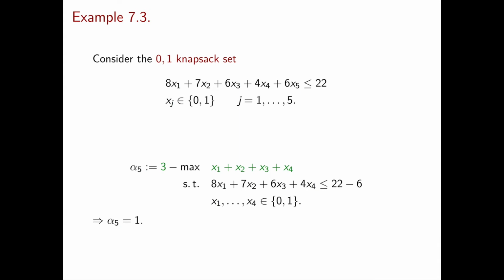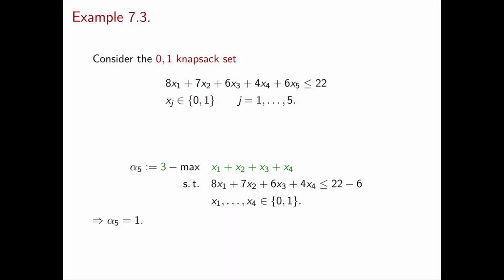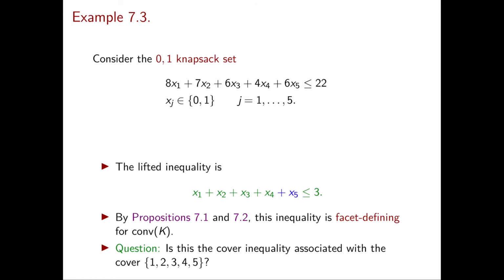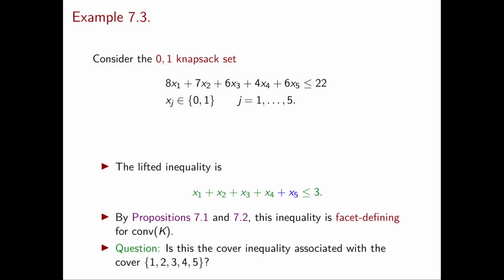In particular, this is a 4-dimensional integer programming problem, and if you solve it, you obtain that alpha 5 is equal to 1. Therefore, the lifted inequality is the original green one plus alpha 5, which is 1, times x5 less than or equal to 3, which is the original right-hand side.